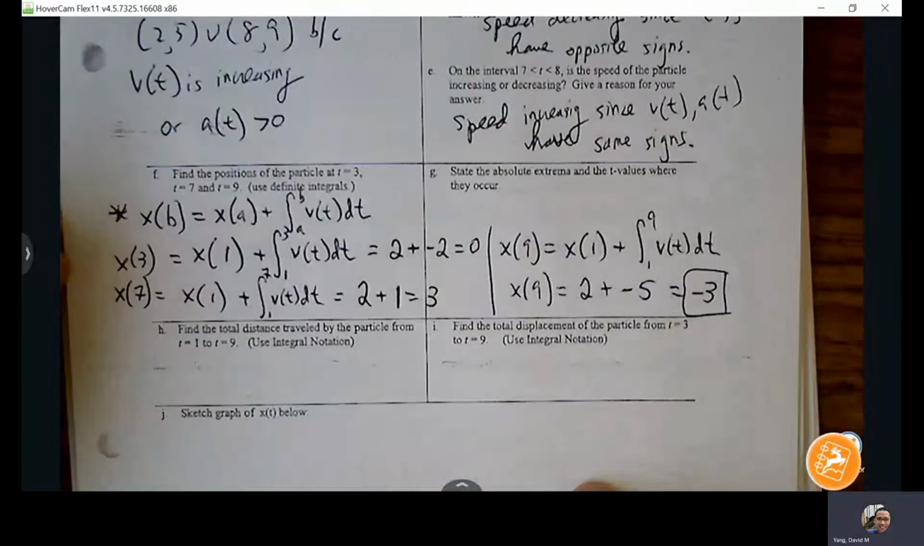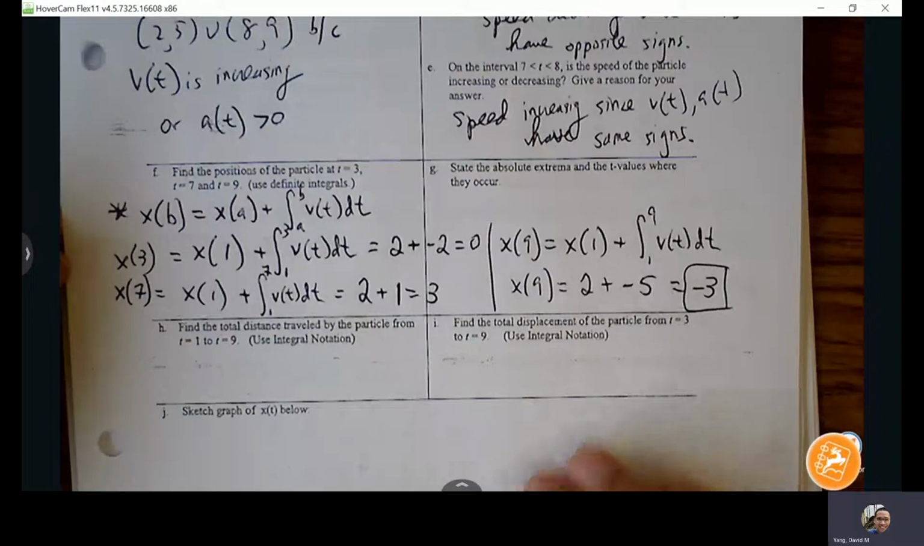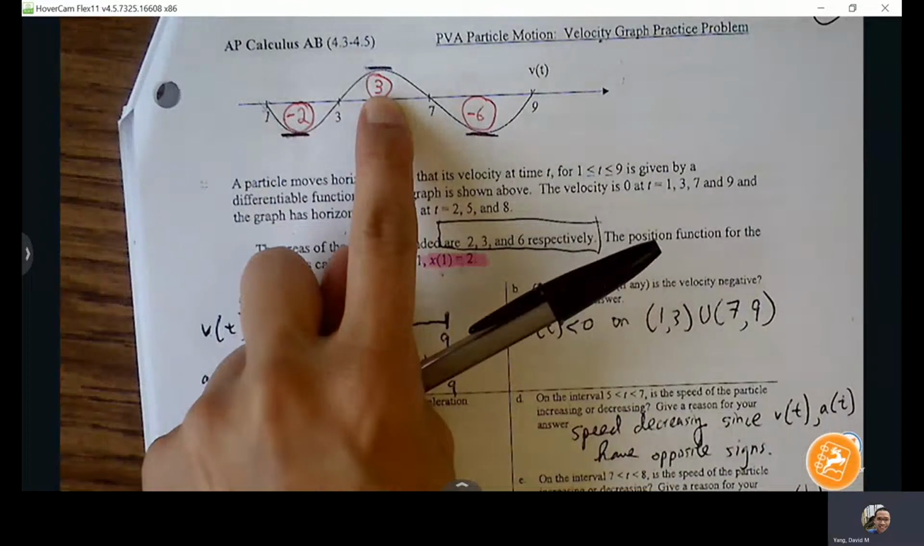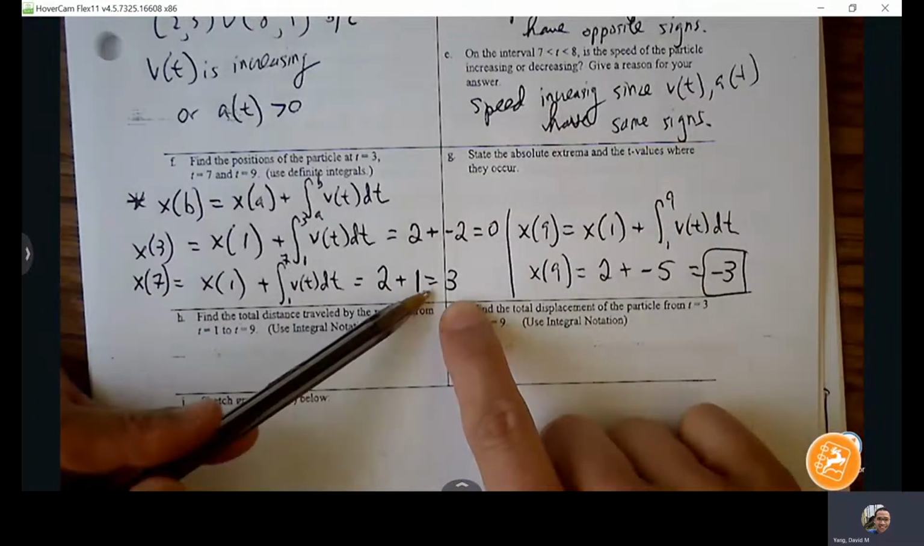Why is the 7 not 1? 1 to 7, it is 1, but then he's starting at position 2. So if he moves forward 1 unit, he's going to end up at position 3.